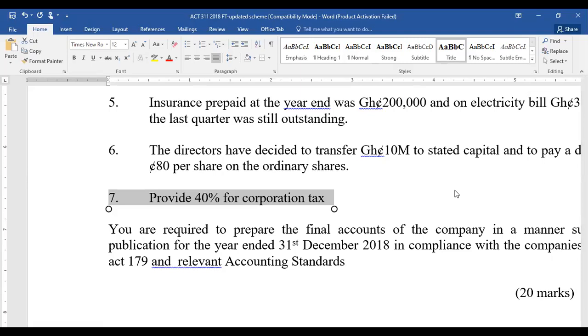How much are you getting? 18,750. And that is what we call net profits after tax. Net profits after tax.